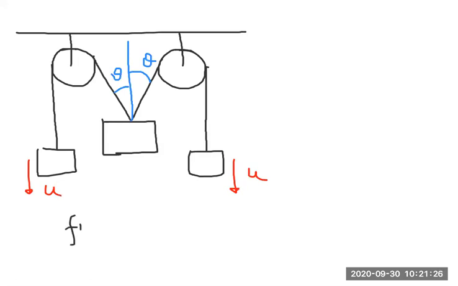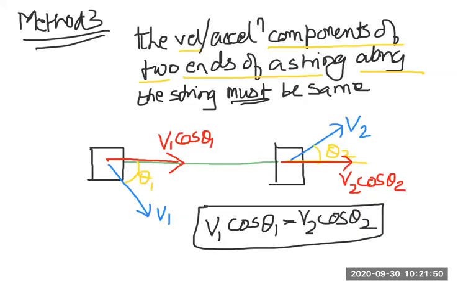So find the velocity of the middle block. Please notice that no masses are given. No masses are given. So the answer will only be in terms of theta and u. यहाँ पे न्यूटन्स लॉज नहीं लगाना.